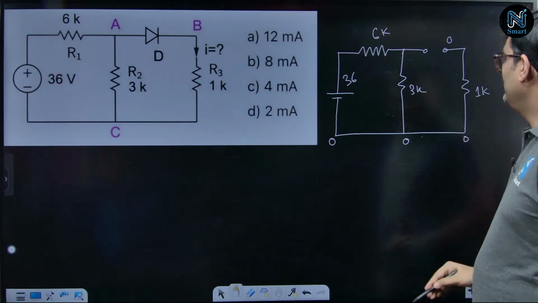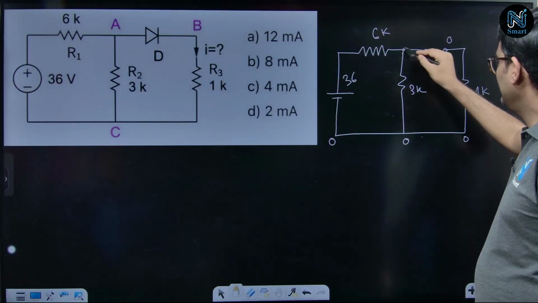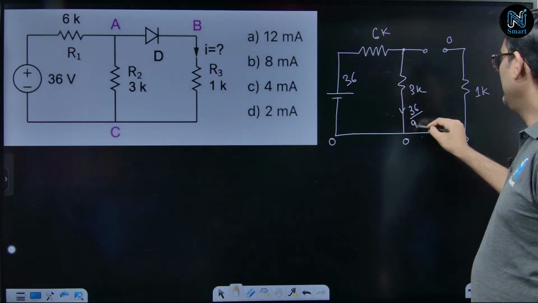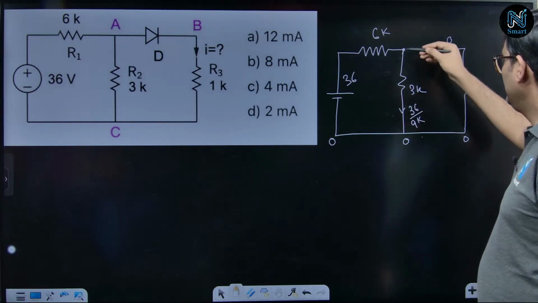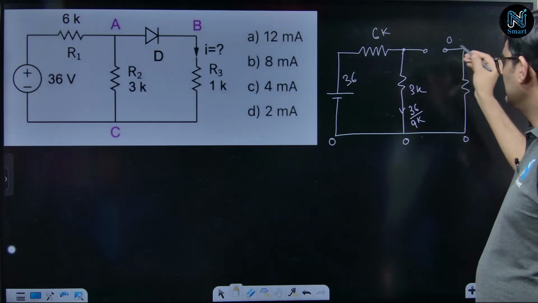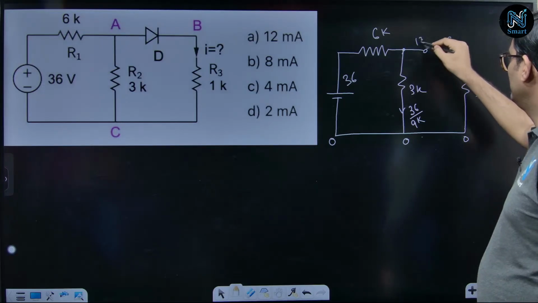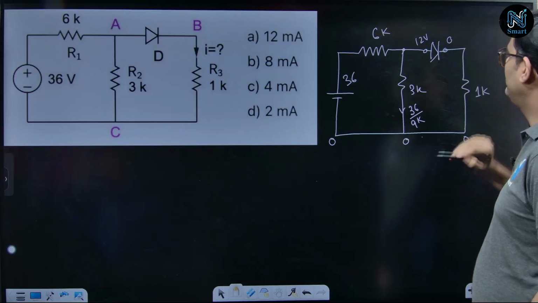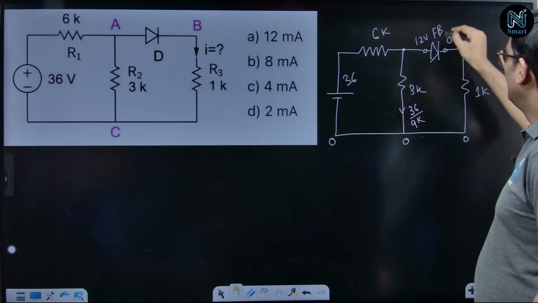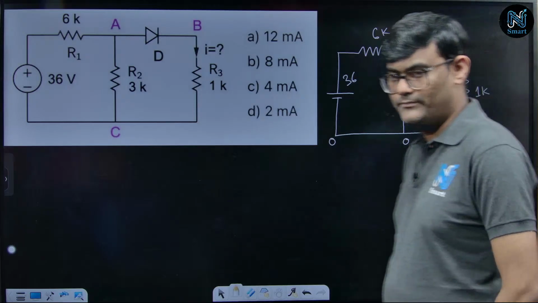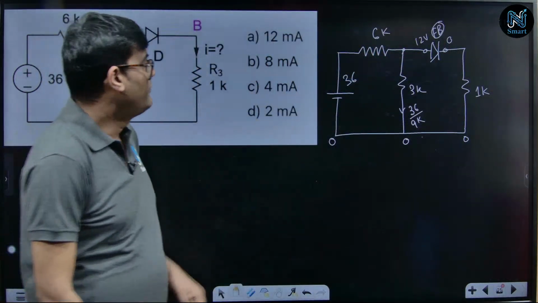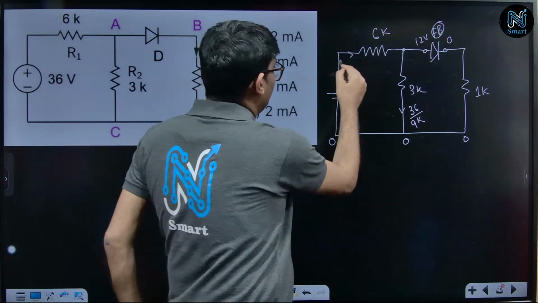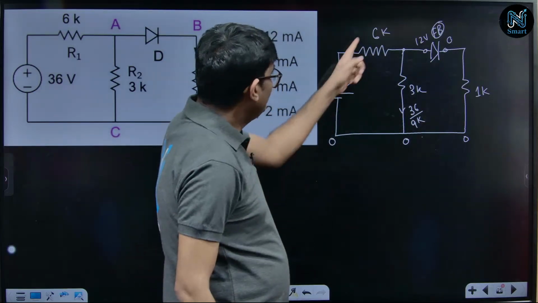And what will be the voltage at this point? This current is 36 by 9 kilo ohm multiplied by 3 kilo ohm. If I consider this, then this voltage is equal to 12 volt. Of course, it is a higher voltage, and the diode is in a forward bias condition, right? Can you see that? If I consider this circuit, this is 0, this is 0, and the current in this circuit will now be flowing through this, and the current will be 36 by 9k.